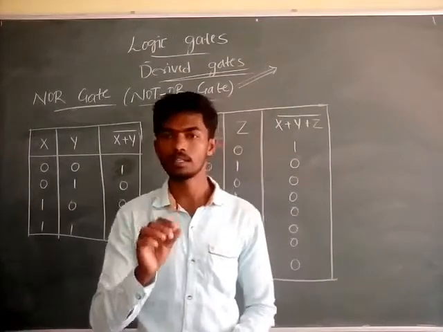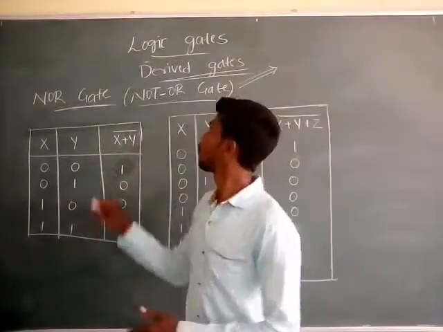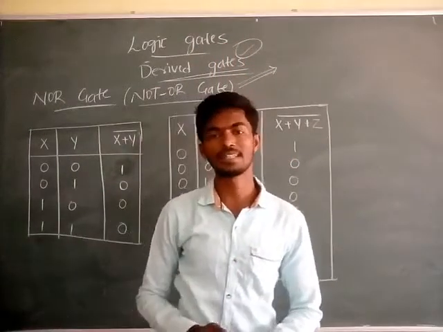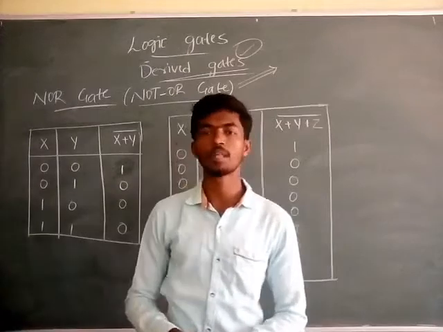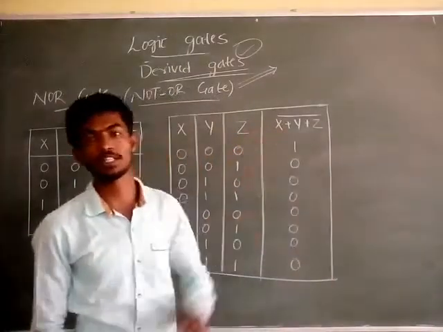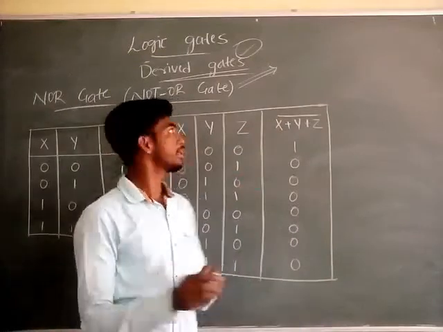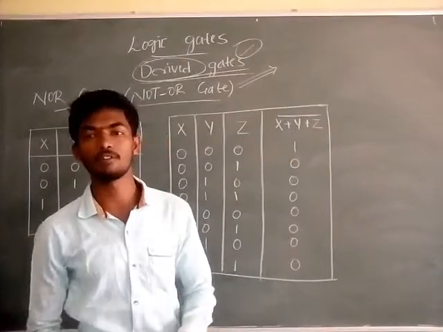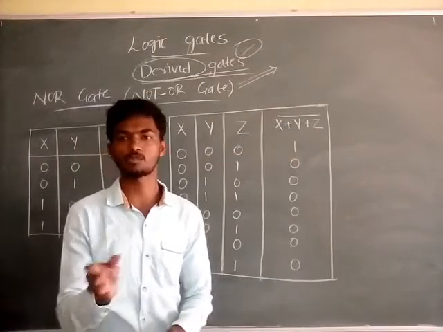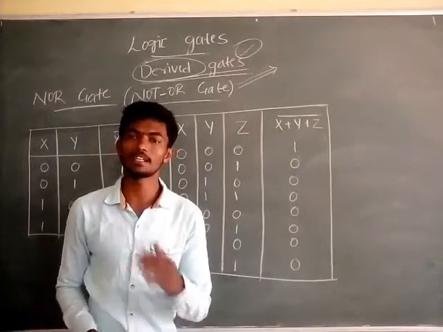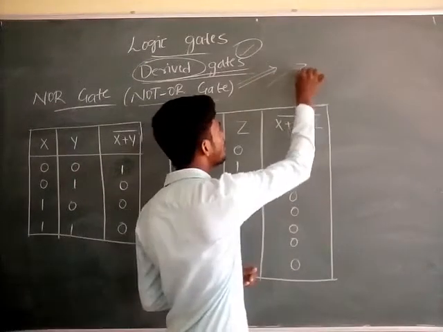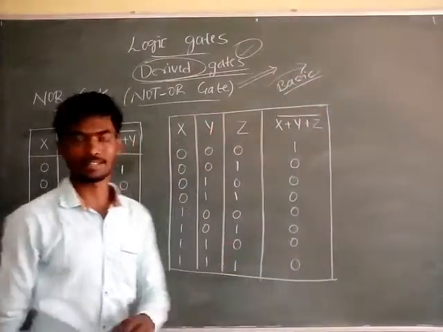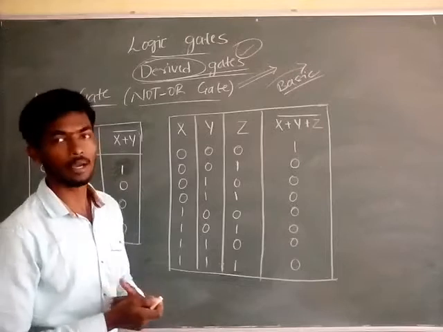The basic gates are made up of electronic components, whereas the derived gates are made by combinations of basic gates. I already mentioned this in the first class on logic gates. They are called derived gates because they are made up of a combination of basic gates; they are derived from the basic gates. So now let us discuss them one by one.